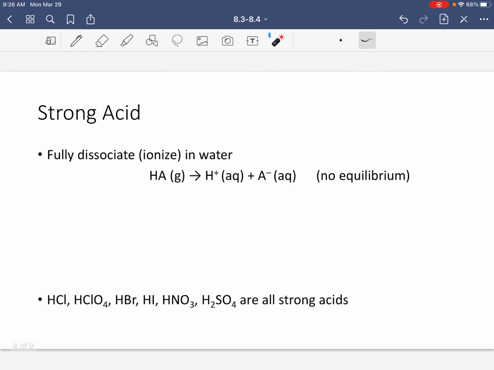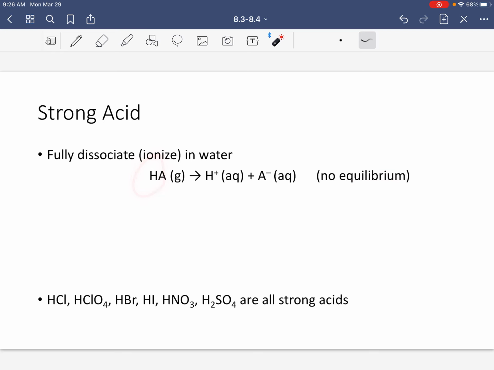So now let's talk about strong acid. Okay, we talked about this before, but let's reiterate what I said. So strong acid. What makes a strong acid strong? Well, they fully dissociate in water, or in this case, they fully ionize in water 100% of the time. And the reaction should be like this, with no equilibrium sign.